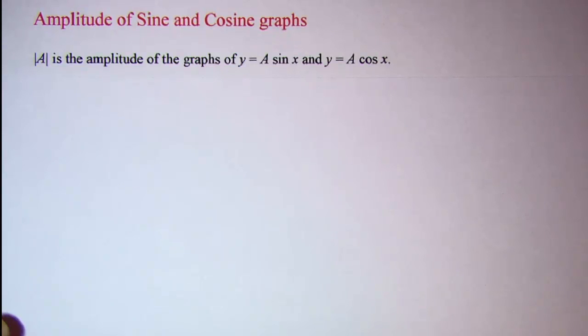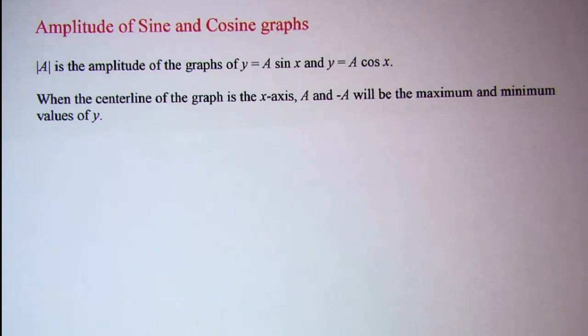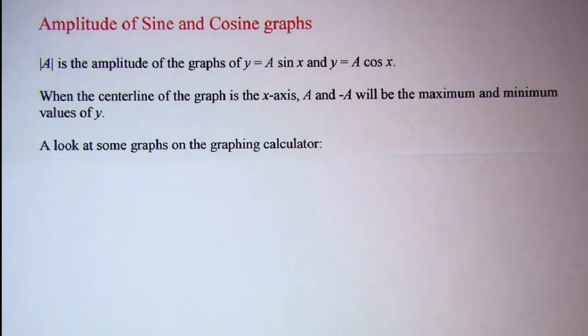In this video, we'll be looking at amplitude of sine and cosine graphs. The absolute value of A is the amplitude of the graphs of y equals A sine x and y equals A cosine x. When the center line of the graph is the x-axis, then A and negative A will be the maximum and minimum values of y. Let's look at some graphs on the graphing calculator.